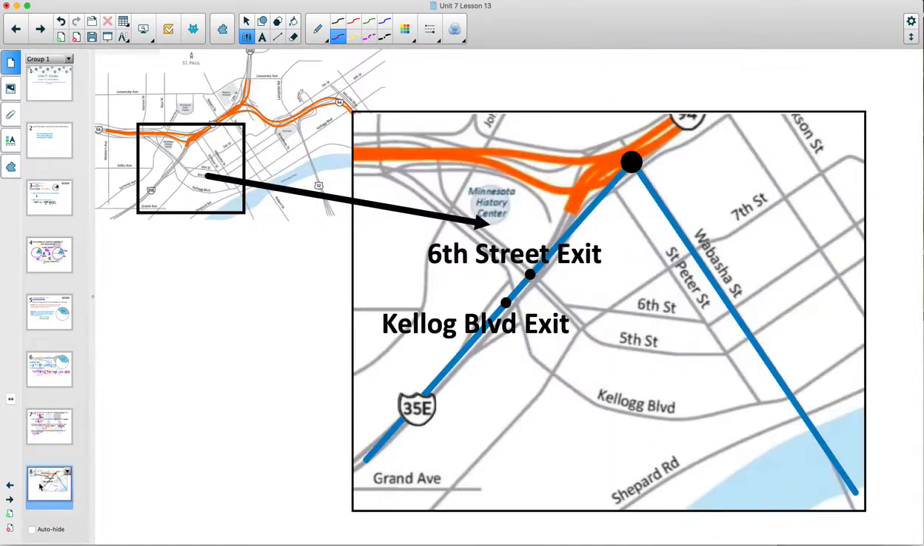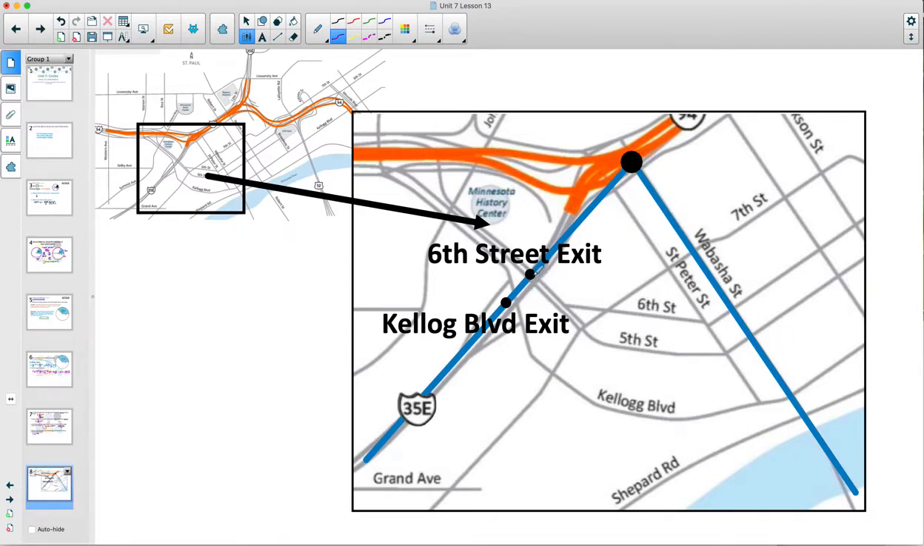All right, then let's take a look at this next activity here. So I just took a map of downtown St. Paul, just kind of a simplified version of downtown St. Paul where 35E comes into downtown. And I blew up that chunk. So here's 35E, and we've got the 6th Street exit and the Kellogg Boulevard exit. And this is just to give you some kind of perspective on what we're looking at here. And then I have Wabasha Street highlighted.